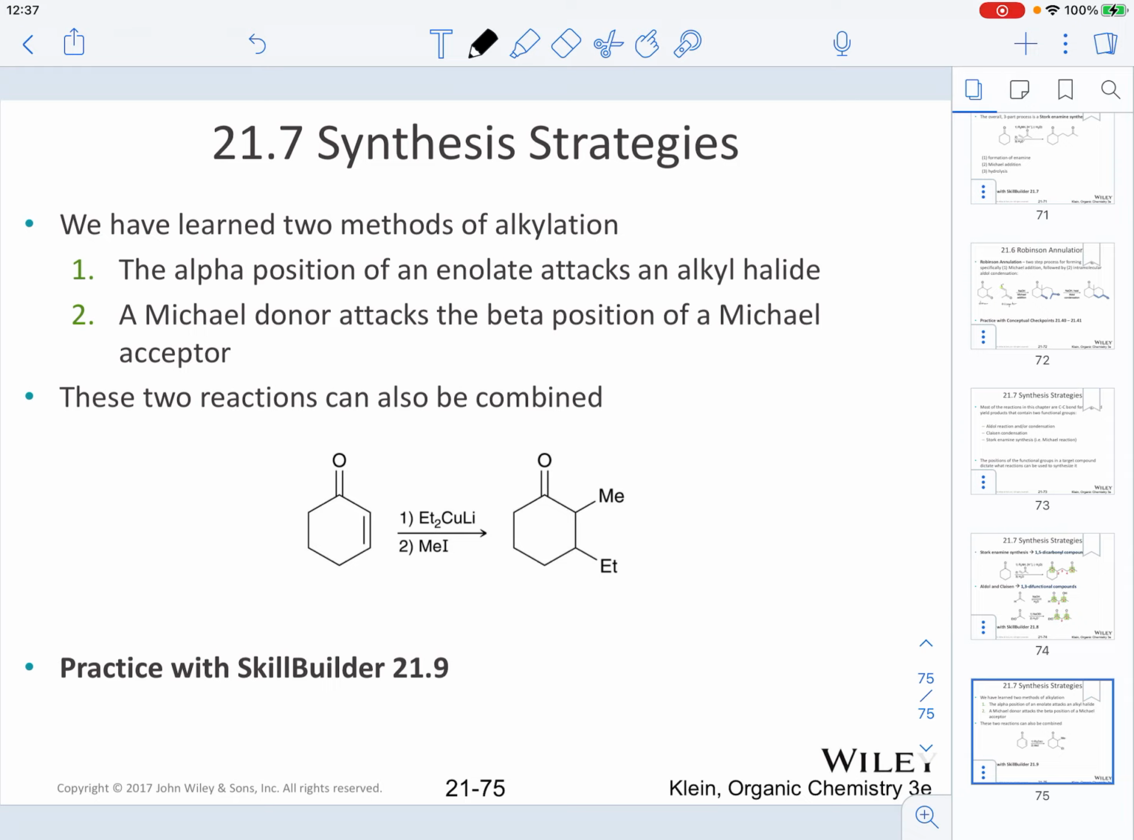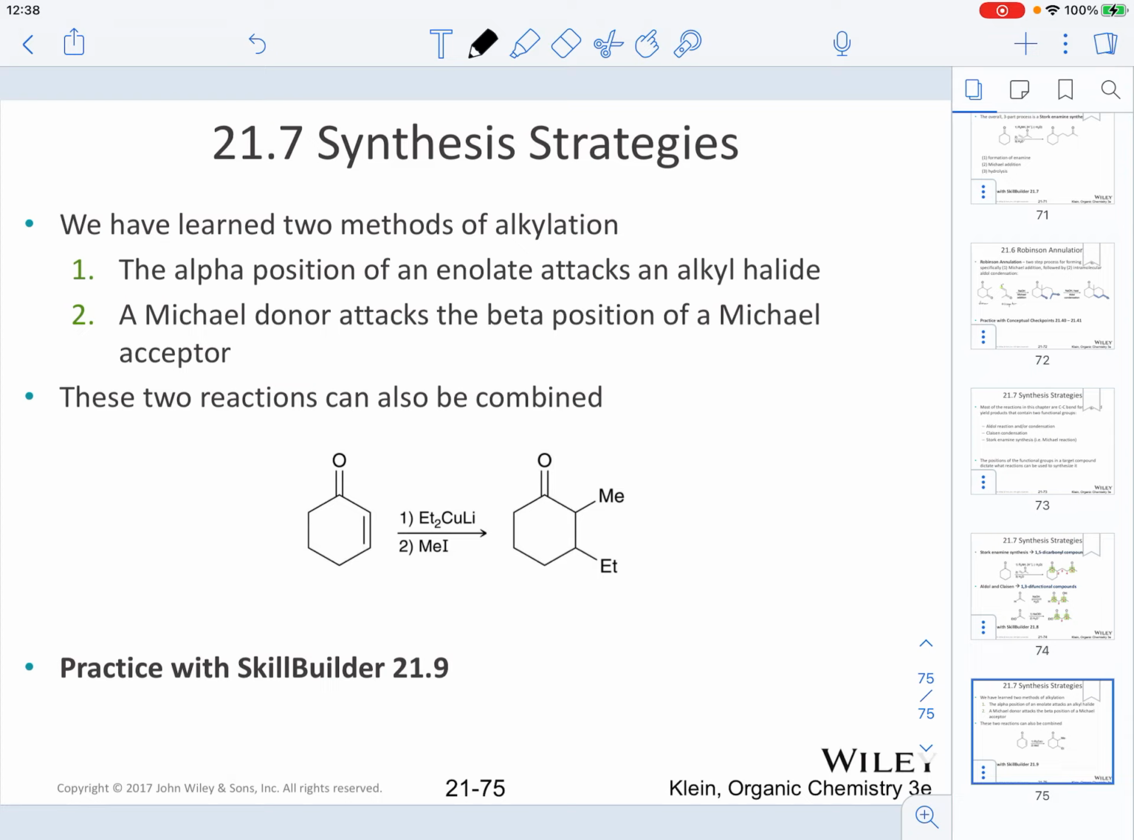Also, when it comes to other strategies that were outlined in this chapter, you have learned 2 methods of alkylation. Method number 1 is at the alpha position of the enolate. It can attack an alkyl halide, and that's how an R group can be incorporated into the system. And then we also have the Michael donor that can attack at the beta position of the Michael acceptor in order to create that new carbon-carbon bond, okay? Understand that these 2 can also be combined.